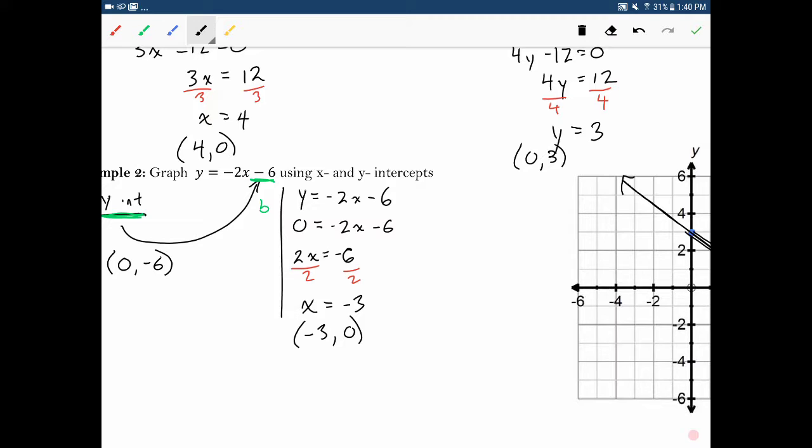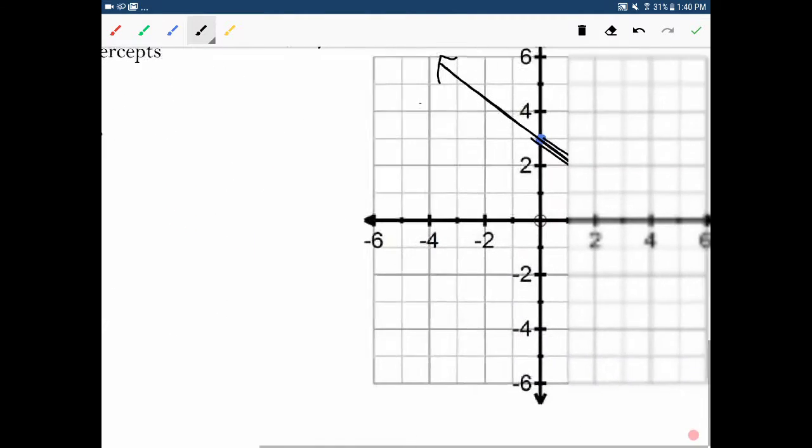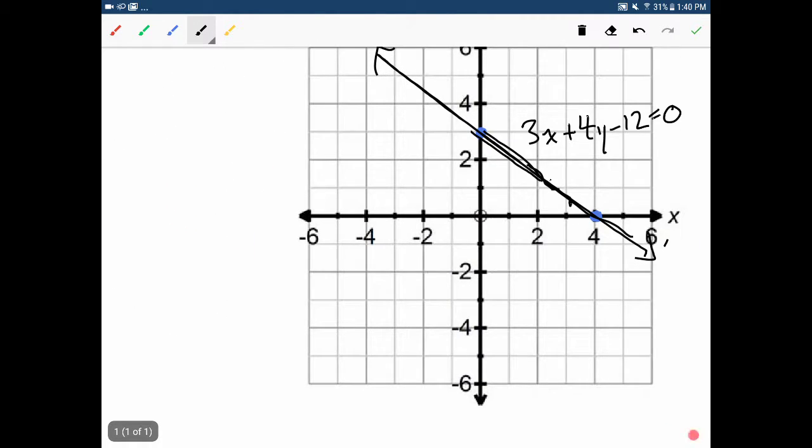So from there I can just plot those 2 points. So I had (0, -6) and (-3, 0). So let's go (-3, 0) and (0, -6). So there's my 2 points.